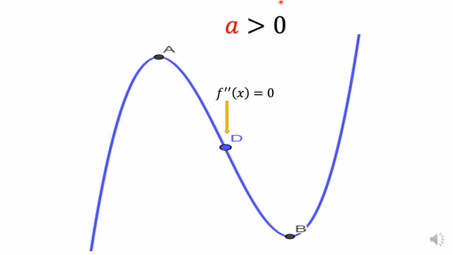Now, what else do you know? You know that the second derivative at this point D, if D is the point of inflection, is going to be equal to 0. The second derivative here is equal to 0 to find the x coordinate of the point of inflection.